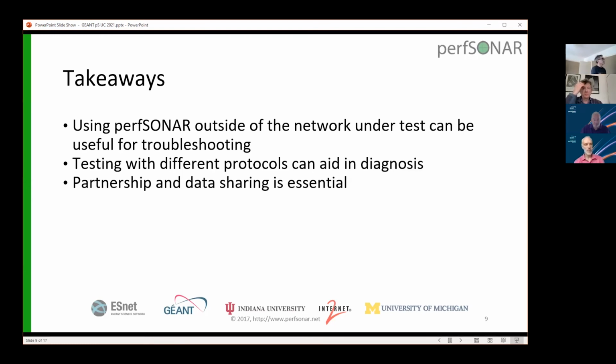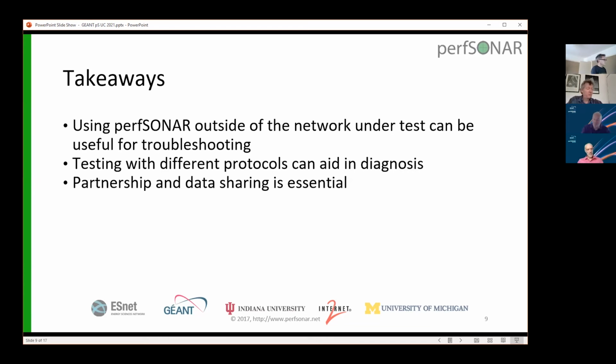Also, testing with different protocols can definitely aid in diagnosis. In this case, it wasn't particularly valuable, but it did point us towards it being a possible hardware issue or network configuration issue, since one protocol was working and another was not.